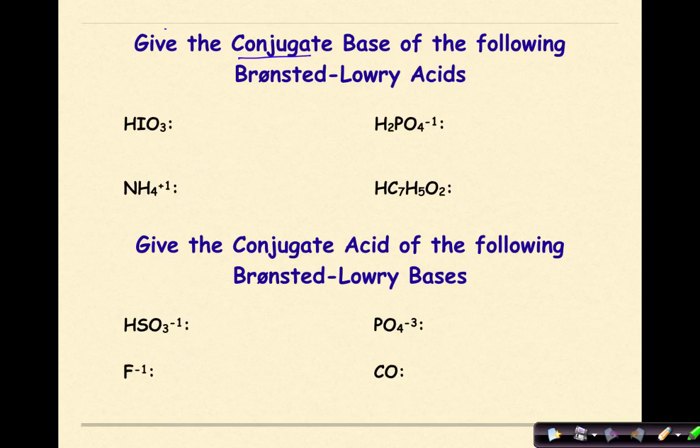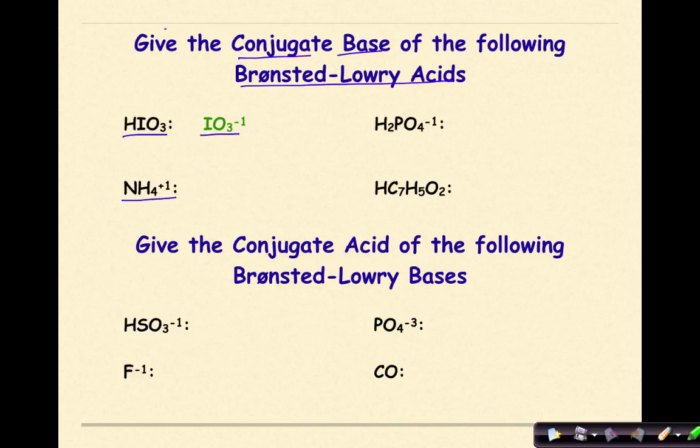Give the conjugate base of the following Bronsted-Lowry acids. So each of these 4 examples is an acid. We want to find the conjugate base. Let's look at the first one, HIO3. So the conjugate base should differ by a hydrogen. Therefore, the conjugate base is IO3-1. Notice again that they just differ by the presence of a hydrogen.